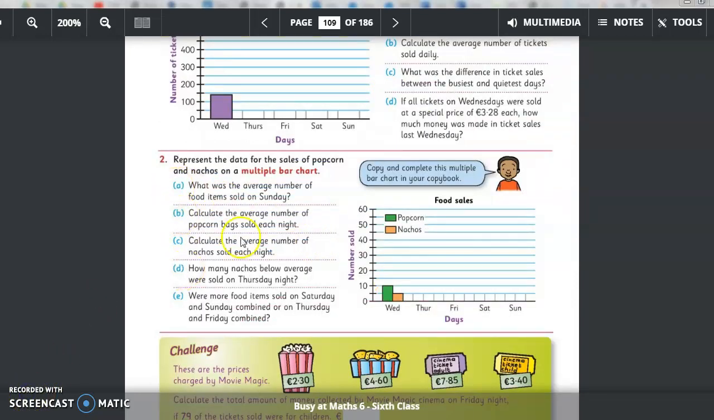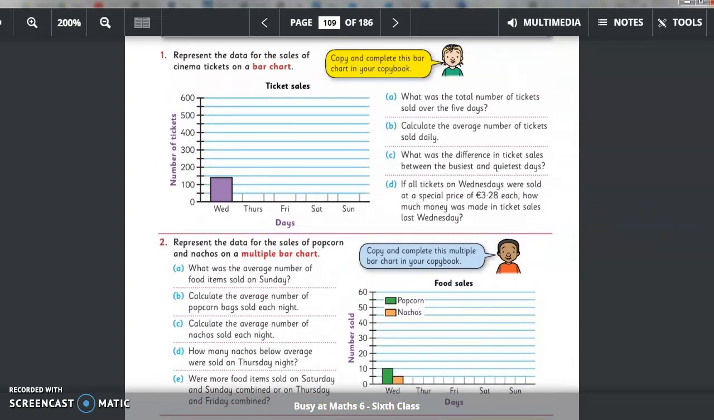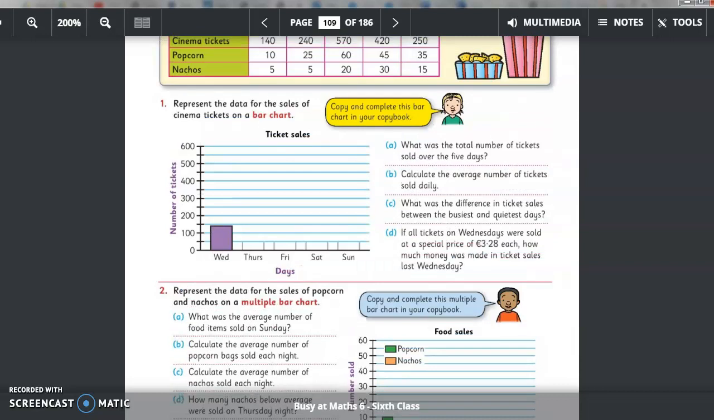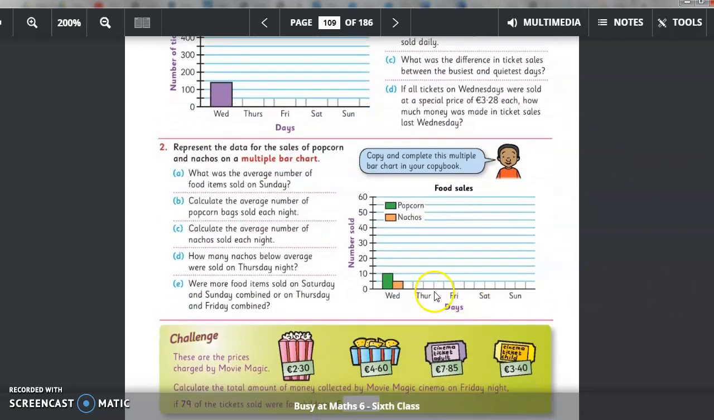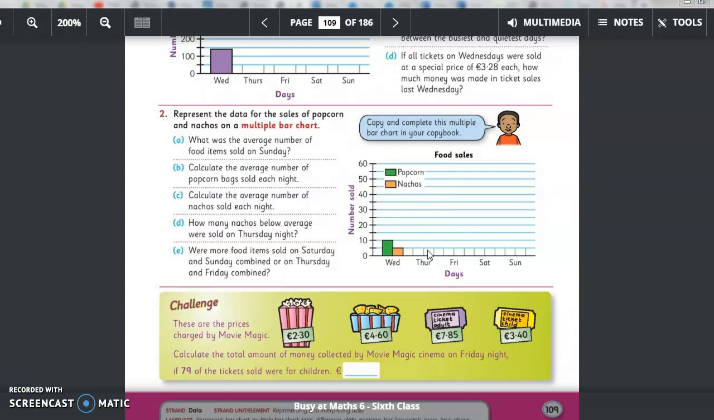Before you answer any of these questions, you must copy and complete this multiple bar chart in your copy. Now you got to be really careful with this. So your popcorn is 10 and your nachos is 5. Where do you get this information? It's Wednesday and it's up here for Wednesday. So for Thursday, 25 popcorn and 5 nachos. So you go to Thursday, you skip a line, so leave this blank, and here for the popcorn you go up to 25, and then for the nachos you go up 5, so only up as far as here.